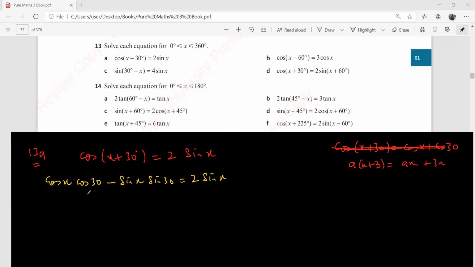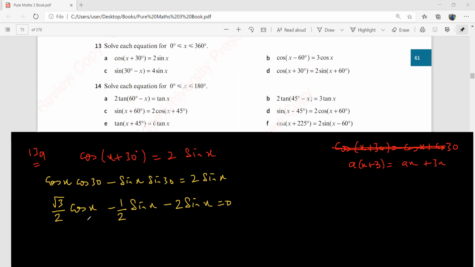Now, you will never ever write the rounded values while simplifying the equations. Keep them in exact form. I'm repeating, keep these values in exact form. Cos 30 is root 3 over 2, so root 3 over 2 cos x, sin 30 is half, so minus half sin x, that is equal to 2 sin x. So I bring that 2 sin x to this side, that is equal to 0.